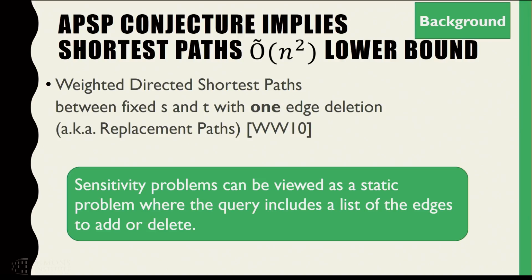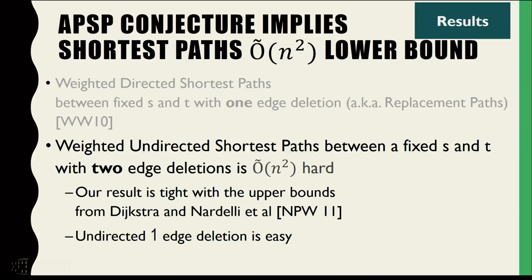This is called replacement paths and was sort of considered as a static problem where instead of imagining we're deleting edges from the graph, you imagine the query is packaged as a deletion and a request to return the shortest path at once. So a lower bound was found previously, and as a note, this means sensitivity problems can often be viewed instead as this sort of static problem. So what we do is we note that you can actually get this lower bound for the undirected case if you allow two edge deletions. Something that's surprising here is in the undirected case with one edge deletion, it's not this hard. With less than n cubed preprocessing, you can solve it faster than n squared.